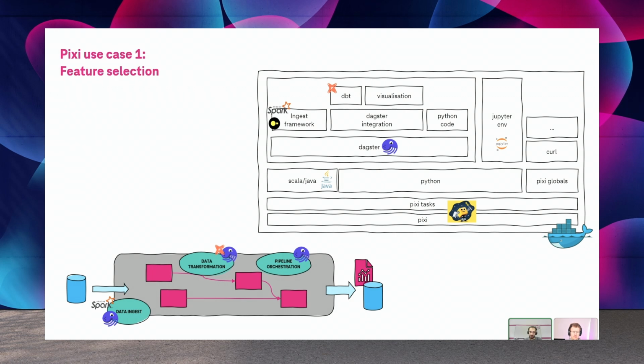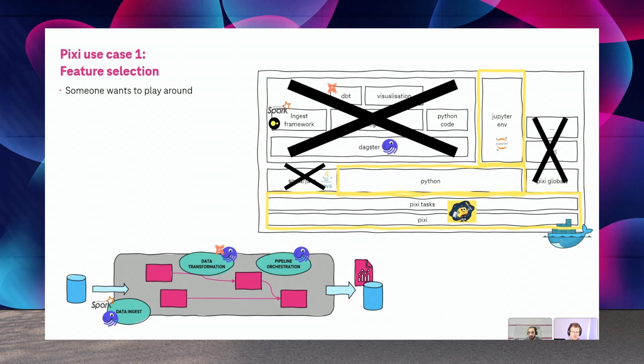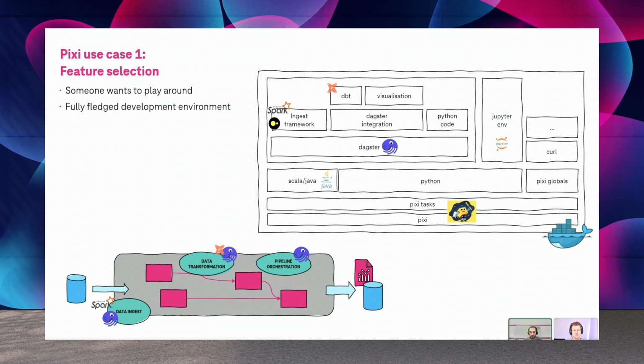So the first use case is feature selection. What does it mean? It means that not everybody needs the whole building block. Not everybody needs Jupyter Notebook and the ingest framework potentially. So if I say I just want to play around, I can take just a part of this, select a feature, and say, okay, install me just the Jupyter environment, and this is everything I need. I can also say, okay, I want everything. This is also an option.